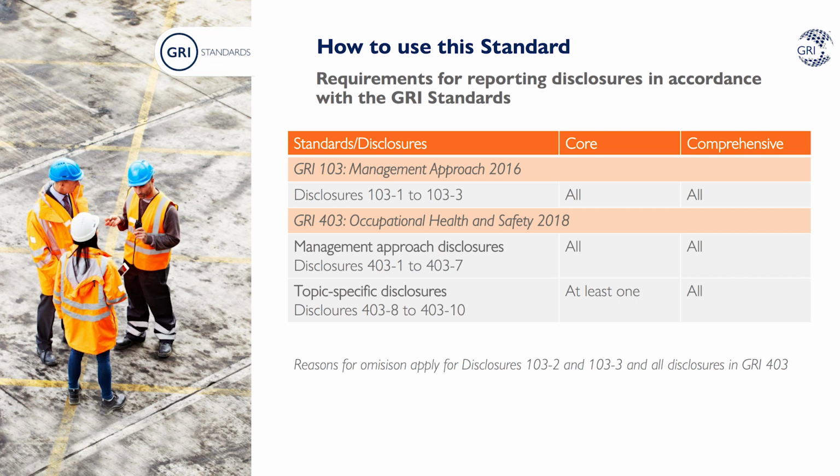GRI 403 includes 3 topic-specific disclosures: Disclosures 403-8, 403-9, and 403-10. The In Accordance option determines how many topic-specific disclosures an organization is required to report. If an organization prepares its report in accordance with the core option, it is required to report at least one of these specific disclosures. An organization that prepares its report in accordance with the comprehensive option is required to report on all topic-specific disclosures. Reasons for omission are permitted for all topic-specific disclosures if, in exceptional cases, the organization cannot report on this.